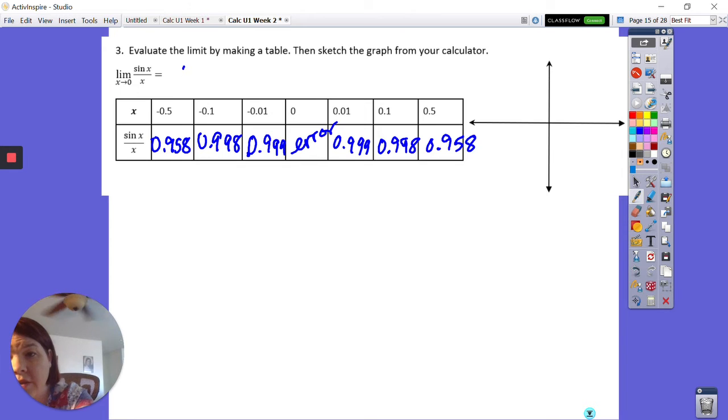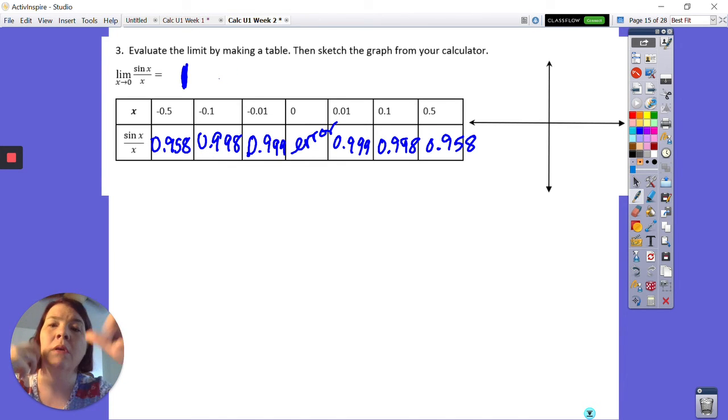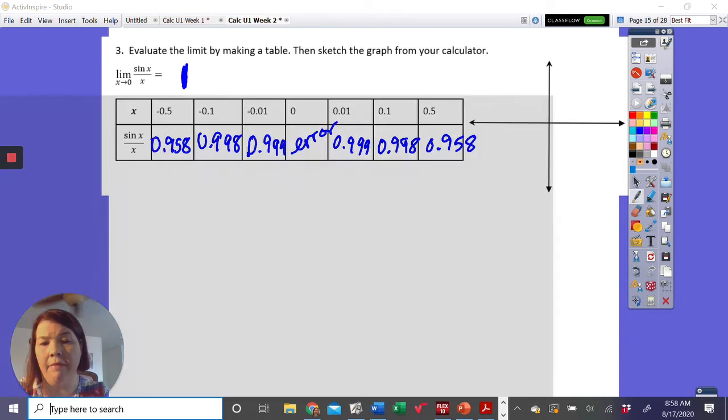Well, it looks like it's approaching 1, but there is an error, because what happens? We can't divide by 0. We actually get the sine of 0, which is 0, over the sine of 0, which is 0, and you can't do 0 over 0. So there's an error here. Again, we're going to go back to the calculator to see what the graph looks like.